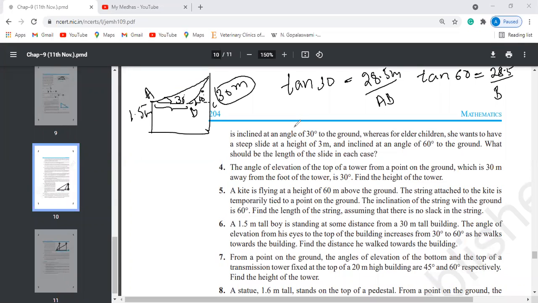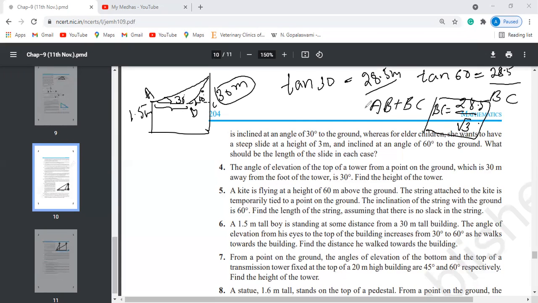Look here, tan 30. This should be 28.5 divided by AB plus BC, because tan 30 uses the whole value, so it is divided by AB plus BC. Now tan 60, what is the value of tan 60? It is root 3. So 28.5 divided by BC is root 3, so BC is equal to 28.5 by root 3. This is the value of this.